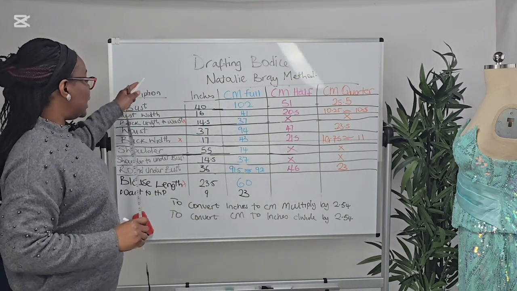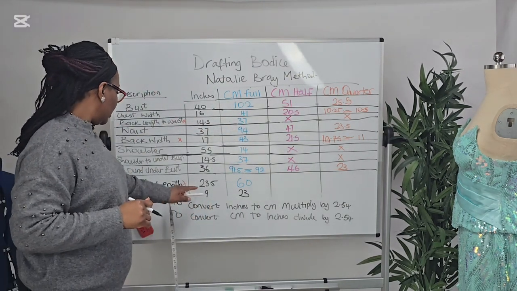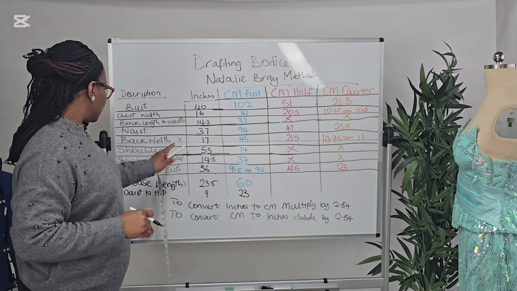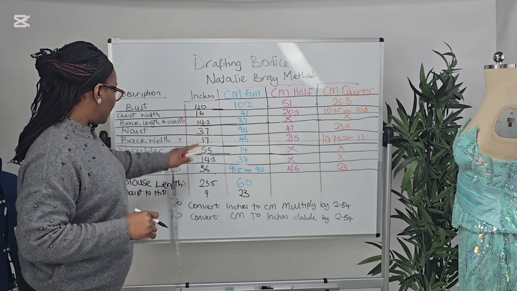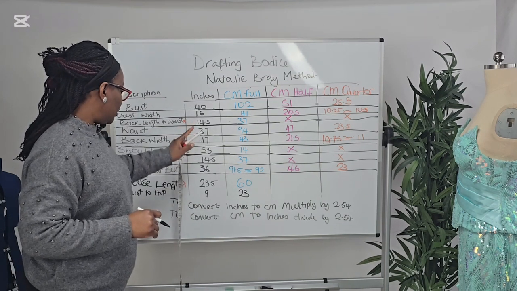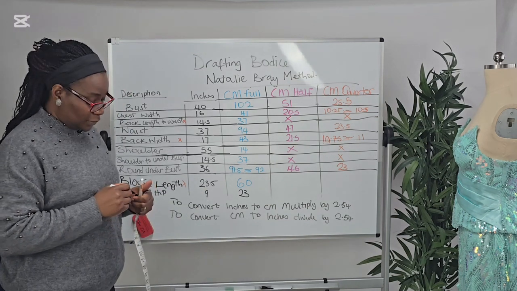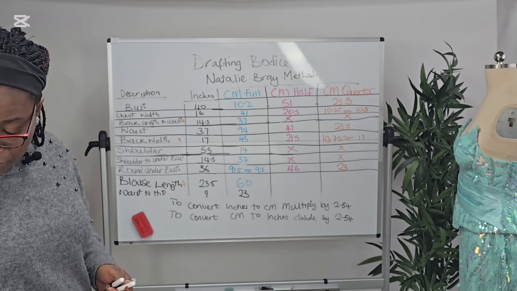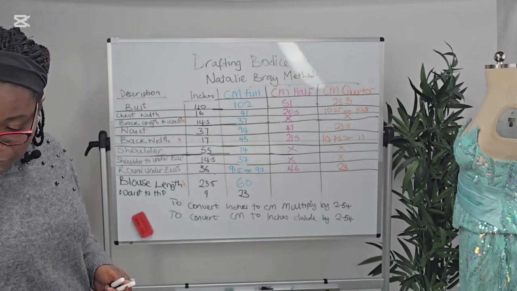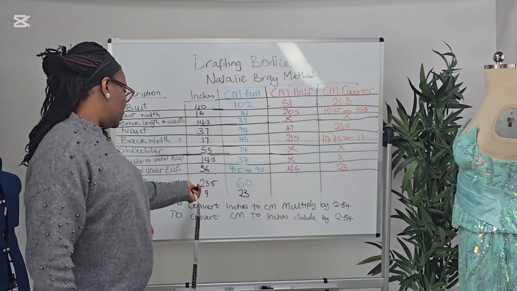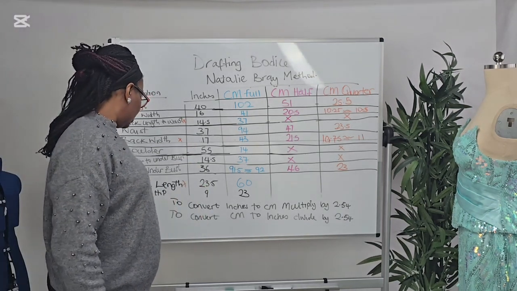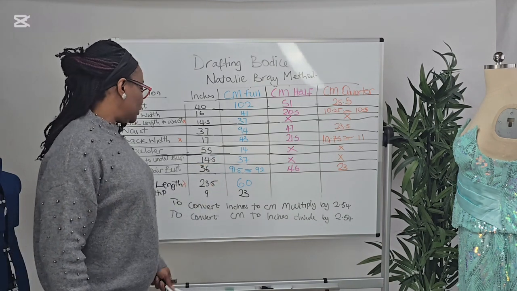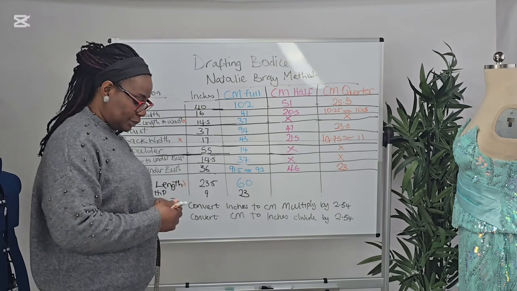Okay, so now the total length of our pattern for the back pattern would be back length to waist plus that. So 14.5 plus 9 is what? 23.5, which is still the same thing, 23.5. So our blouse length is going to be 23.5. All right, so we'll draft our pattern now.